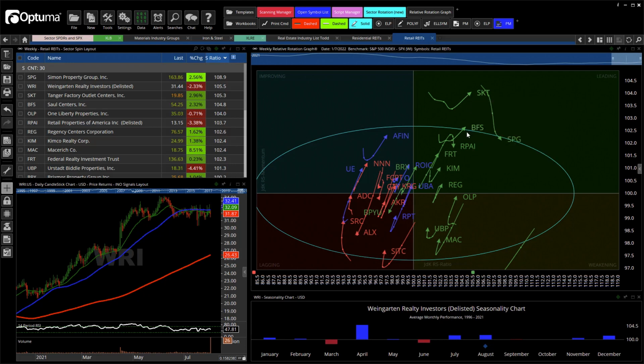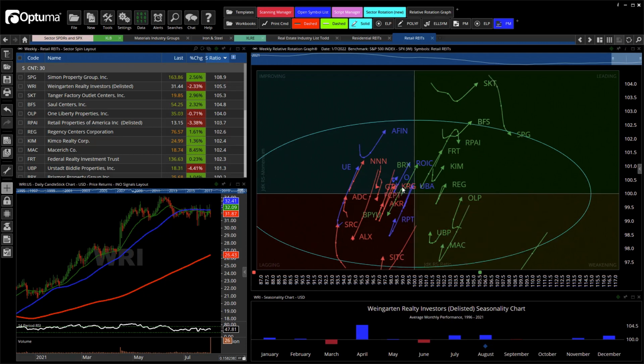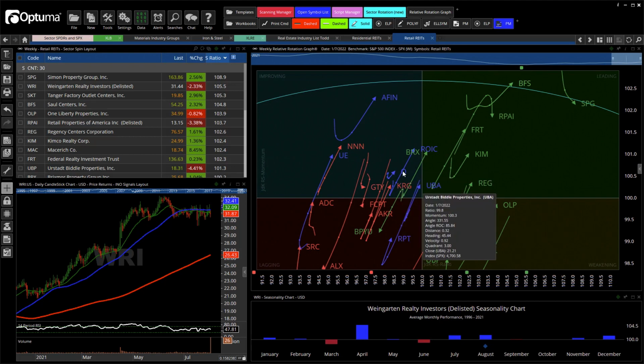Tanger Factory. What is this? Saul Centers, BFS. We've got FRT, Federal Realty Investment. Kimco Realty. I know that one. One Liberty Property, and look over here, there's quite a few in the improving quadrant moving with the northeasterly vectors, and those are the ones you want to focus on.